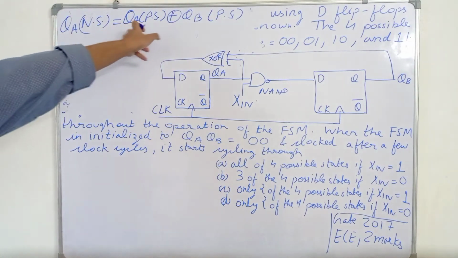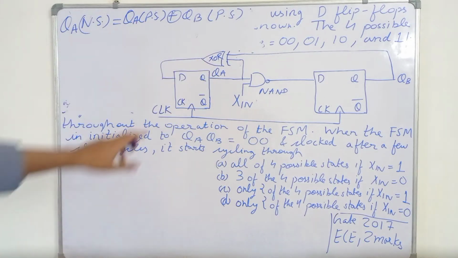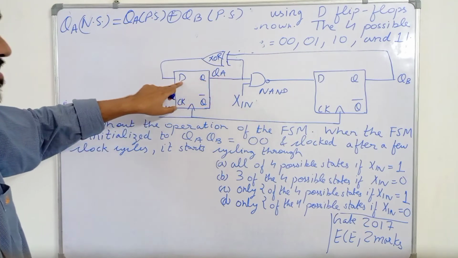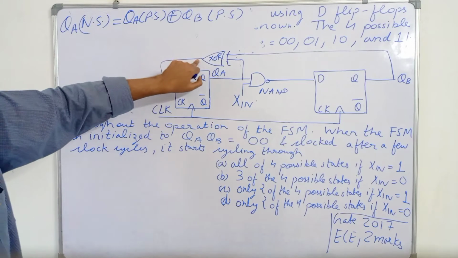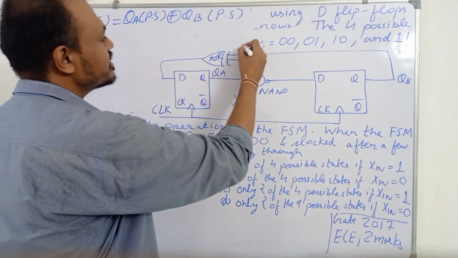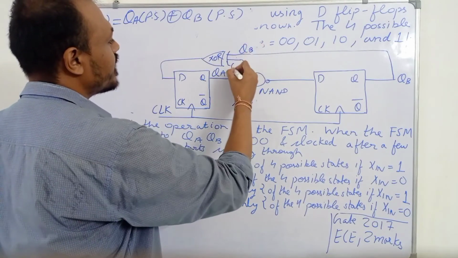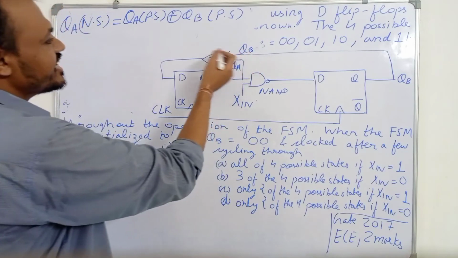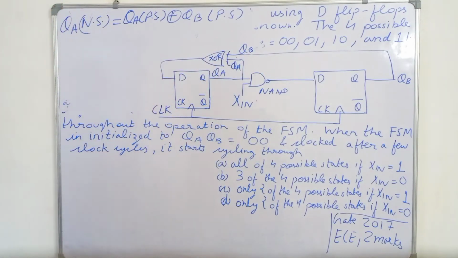So QA next state is equal to QA present state XOR QB present state, because this QA is the output of this D flip-flop and the input to this D flip-flop is the output of the XOR gate, and the inputs of the XOR gate are QA and QB. So QA QB present state XORed, after going through the D flip-flop, will give us the QA next state. So we have determined the equation for the QA next state.